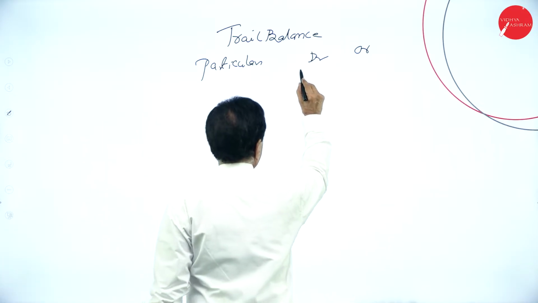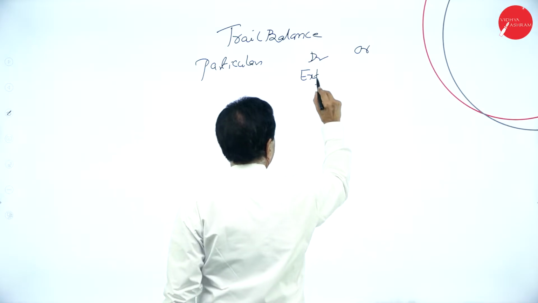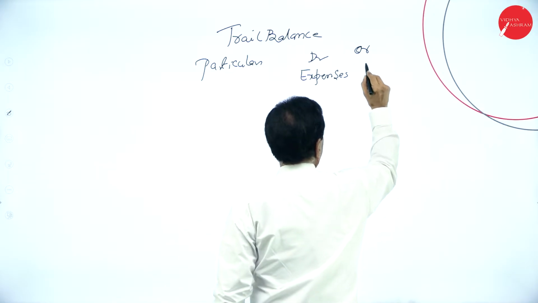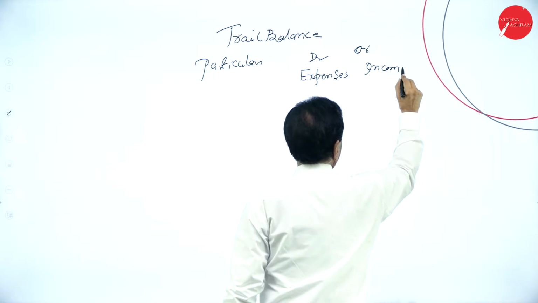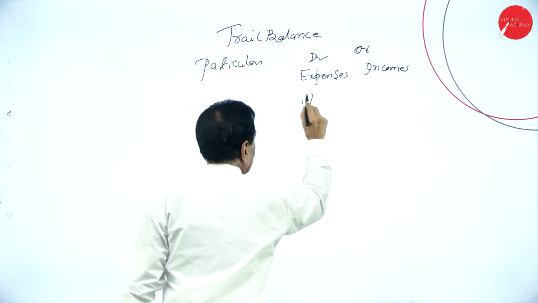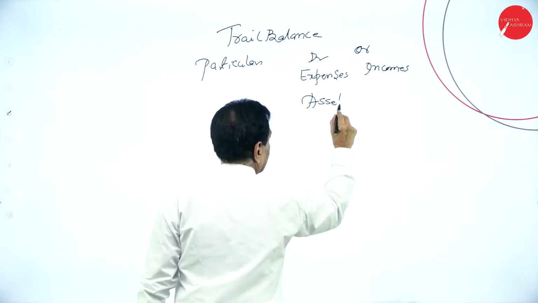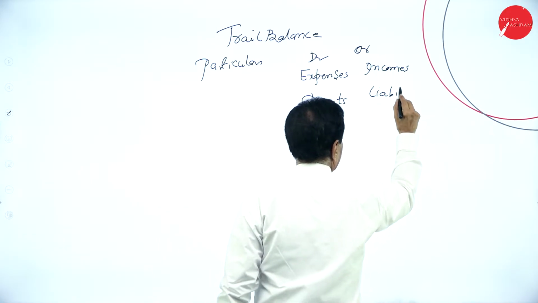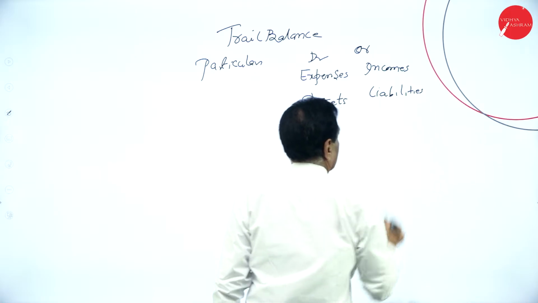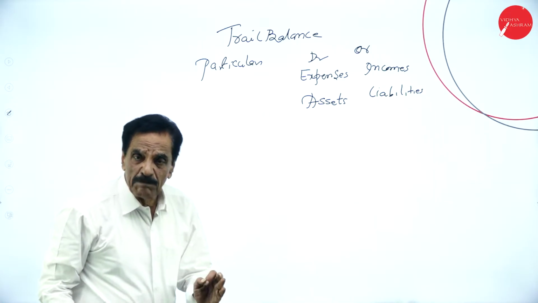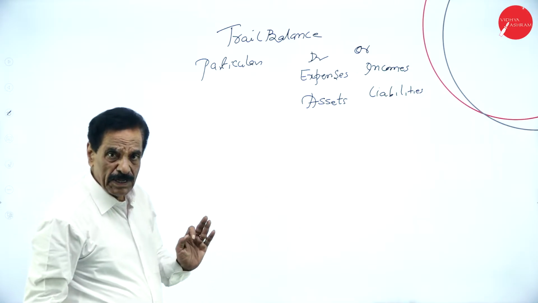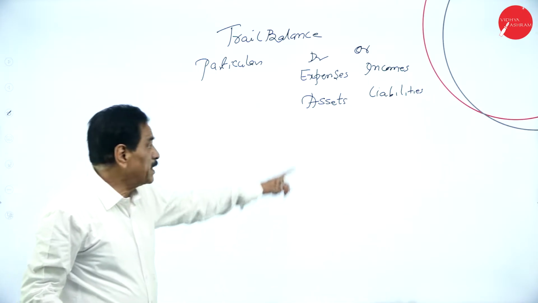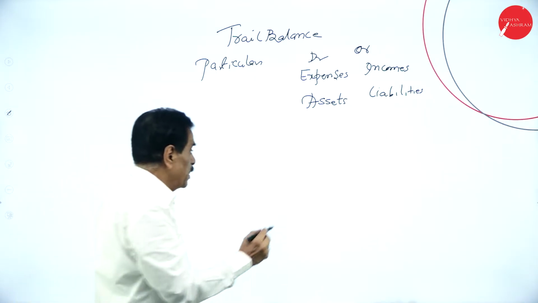Debit side is always expenses. Credit side always shows incomes. Debit side always shows assets. Credit side shows liabilities. So, your trial balance is based on such a way that debit side expenses, credit side income, debit side asset, credit side liability. It will tally here.